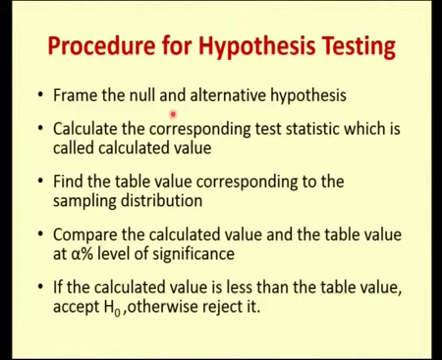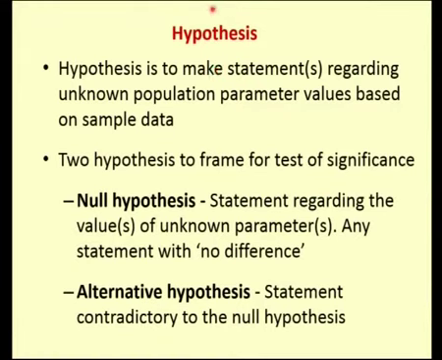So the procedure once again I will repeat. You need to frame the null and alternative hypothesis. We will see one by one each step later. The second one is you need to calculate your test statistic, and based on your test statistic you have to find your table value corresponding to sampling distribution. Then compare your calculated value with the table value at alpha % level of significance. If the calculated value is less than the table value, accept your H0, otherwise reject it. So we will see what is null, alternative, what do we mean by test statistic, how do we compare, etc. in this lecture. The first step, as I showed you, is the hypothesis.